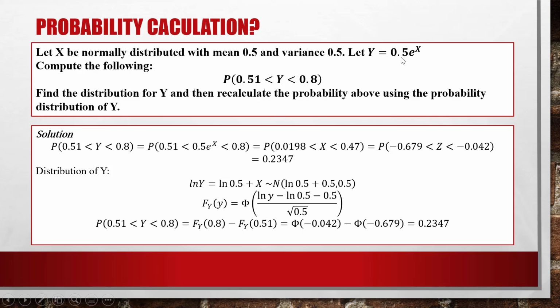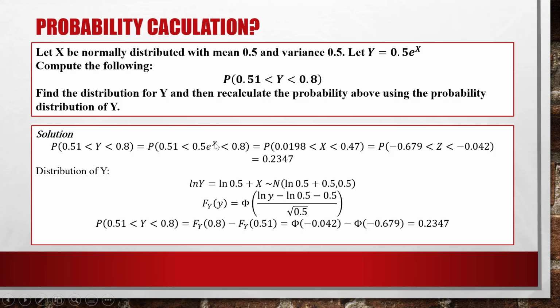Here y is 0.5 times e to the x, so I basically substitute y into this formula. So we get the probability that 0.51 is less than 0.5 e to the x, less than 0.8, and from here we solve for x. So we get the probability that 0.0198 is less than x, less than 0.47. The number 0.0198 came from the natural log of 0.51 over 0.5.